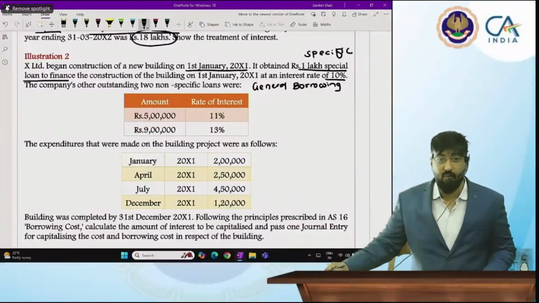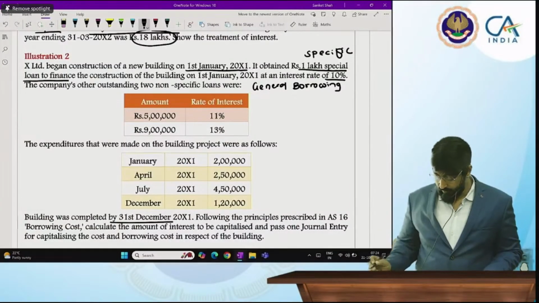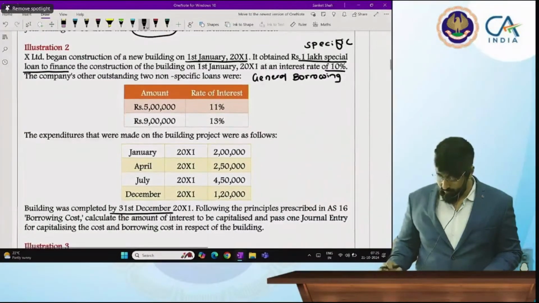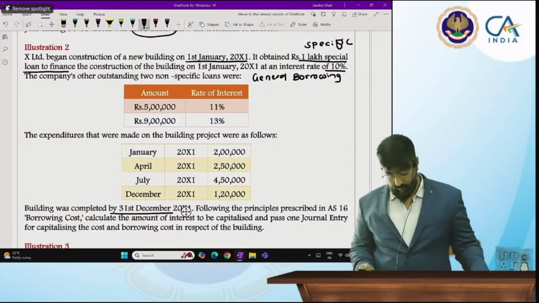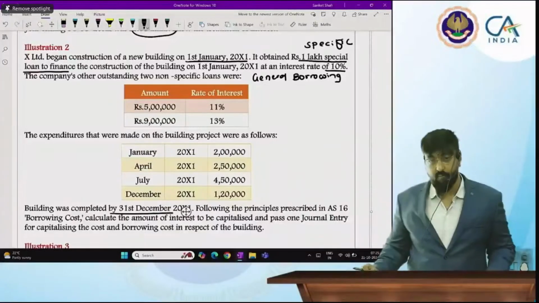हाँ जी बेटा, बोलिए आगे। The expenditure that was made on the building project was as follows: 1st January 2021, 20 lakh; April, 2 lakh 50,000; and so on for July and December. Building was completed by 31st December 2021, and following the principles prescribed in the accounting standard on borrowing cost, calculate the amount of interest to be capitalized, and pass the journal entry for capitalization of the cost and borrowing cost in respect of the building.